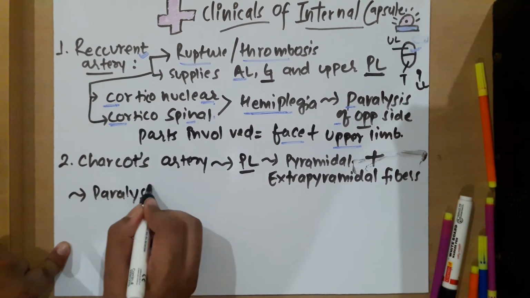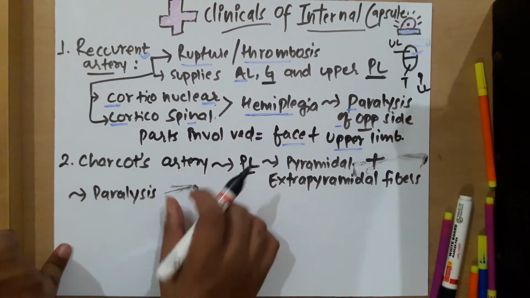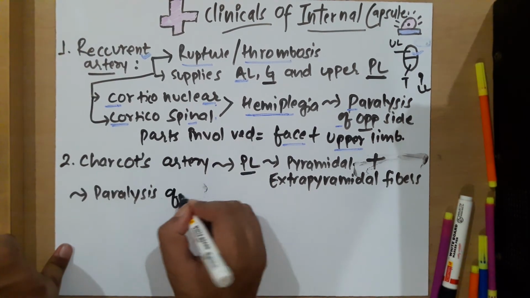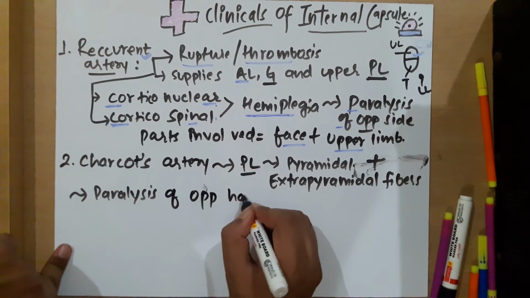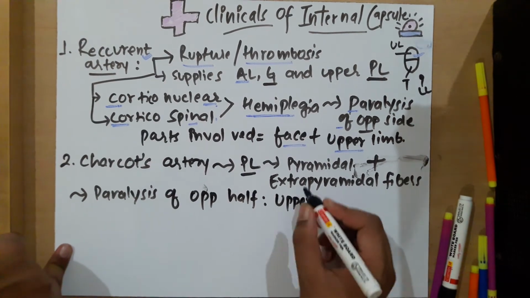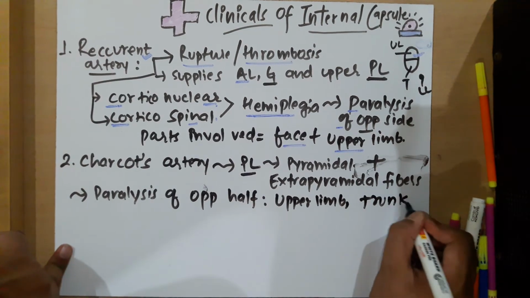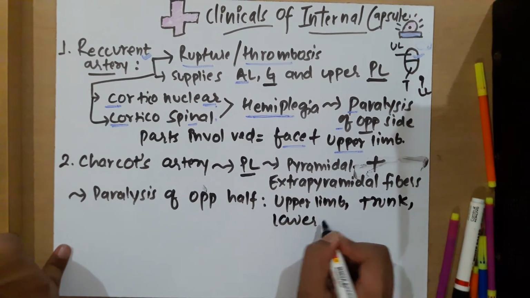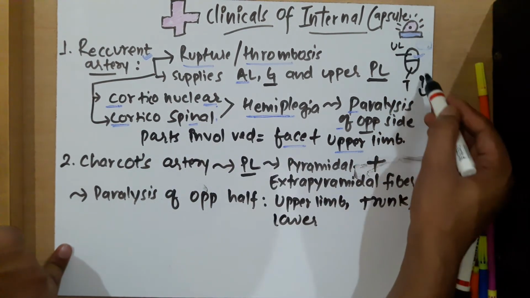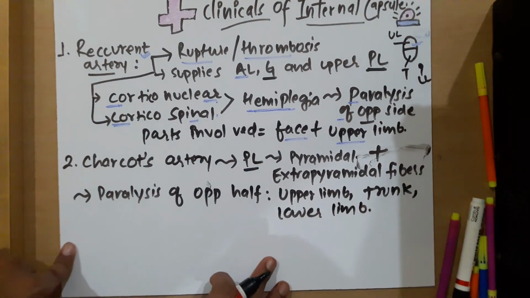So the paralysis will be of the opposite half, and the parts involved are upper limb, trunk and lower limb, yes or no? Because the corticospinal fibers are supplying the upper limb, trunk and the lower limb, yes or no? So these parts will be involved in paralysis of the opposite half, yes or no?